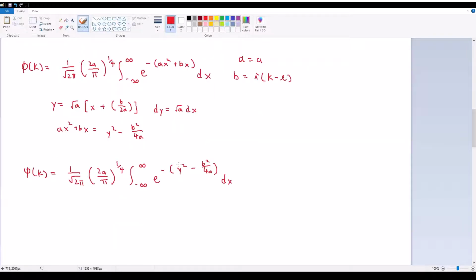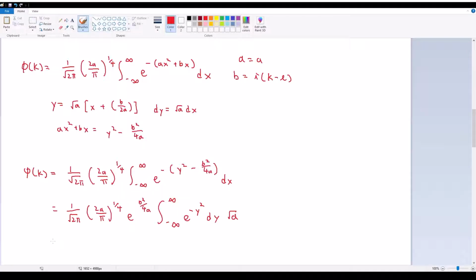We can then split this into two exponentials. The e to the positive b squared over 4a just moves out because it's a constant. So this is going to equal 1 over the square root of 2 pi times 2a over pi to the power of 1/4 multiplied by e to the power of b squared over 4a, because that just moves out of our integral from negative infinity to positive infinity, e to the negative y squared dx. And we want to change that to dy, so we're going to do dy times the square root of a.